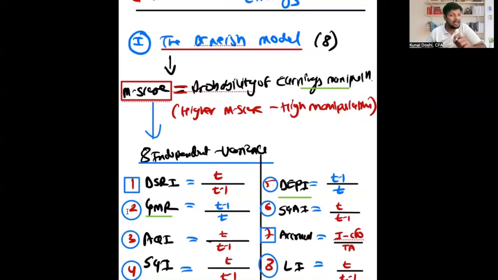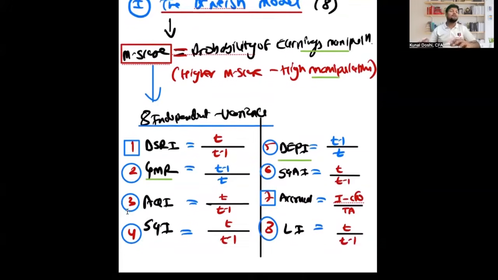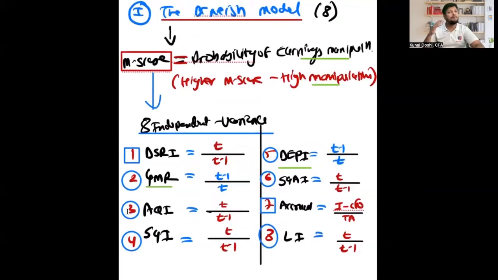Okay. And here, the higher the score, the higher the probability of manipulation. So remember, you want the M score to be lower. Higher score means higher manipulation. Now, in the exam, you are not required to memorize all these eight components. Understood? But you need to know the full form at least, and you need to know whether the increase or decrease in that is an advantage or disadvantage.